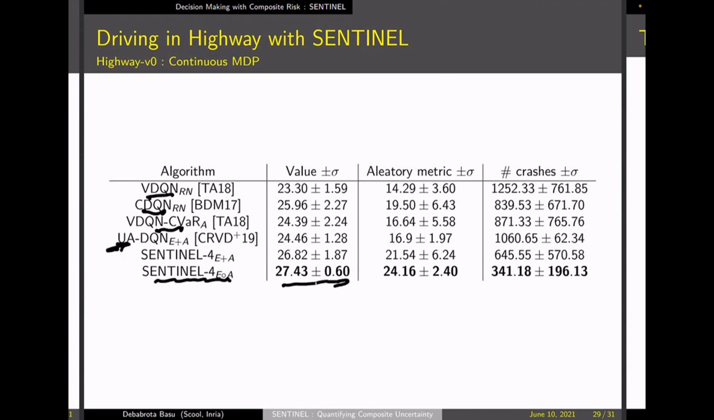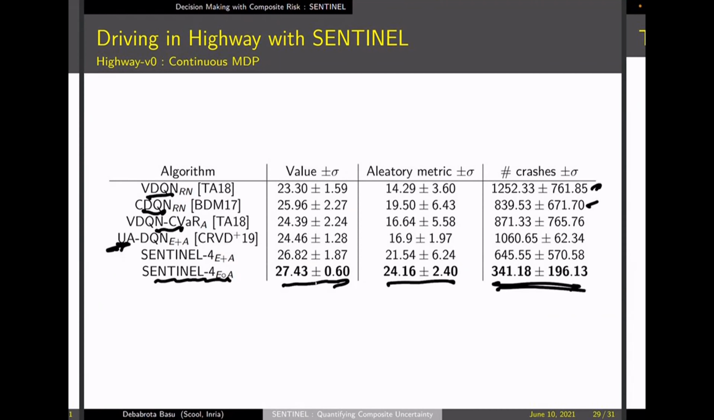And we observe that we achieve much more value of value function than them. We achieve a better, higher estimate of the aleatory metric than them. And obviously the main thing is that we crash less, we have a significantly smaller number of accidents than the typical CDQN or VDQN that we had before. It goes down almost pretty much.